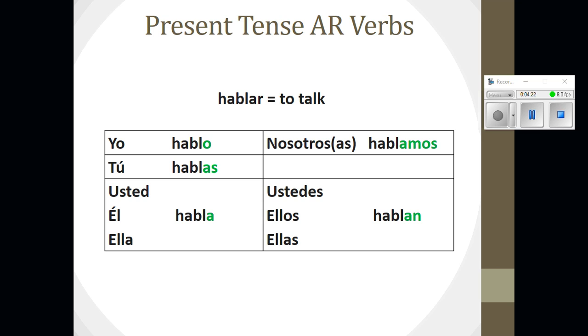Ella habla, she talks. Okay, let's do the plural side. Nosotros hablamos, we've dropped the AR and added AMOS. Okay, we talk. Ustedes, ellos, and ellas hablan. Okay, so we drop the AR and add AN. Those all 3 have the same ending. Ustedes hablan, you all talk. Ellos and ellas hablan, they talk. Okay, pause the video and fill in your chart.